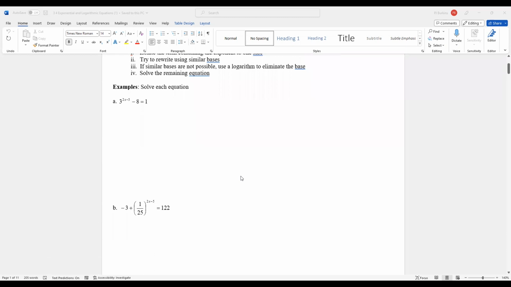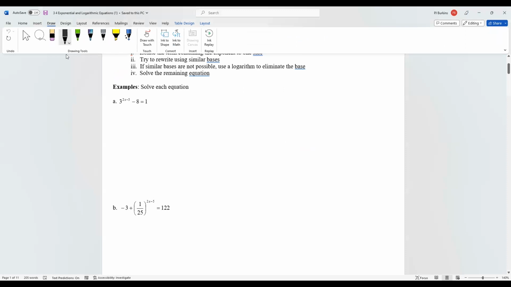So let's take a look at this first one. So I have 3 to the 2x minus 5, minus 8, equals 1. I need to get that 3 to a power by itself. So I'm going to add 8 to both sides of the equation. So I have 3 to the 2x minus 5 is equal to now 9. Now that's great because we know 9 can be written as 3 to a power. So what I'd like to do is leave this side unchanged and rewrite 9 as 3 to the second power.